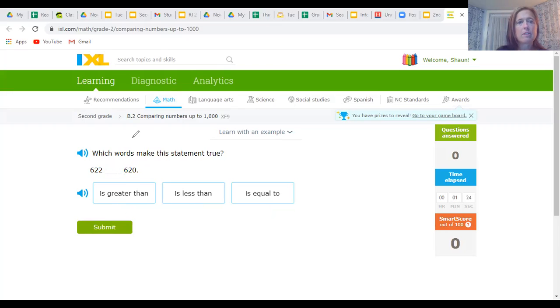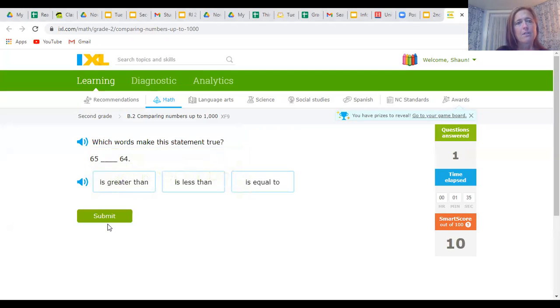So let me clear my drawings. So 622 is greater than 620. All right, now let's talk about 65 and 64. Of course, we look at the number 6 in each of the tens places, and they are both a 6. We look at the ones place, and this one is a 5, this one is a 4. So of course, 5 is greater than 4, so 65 is greater than 64.